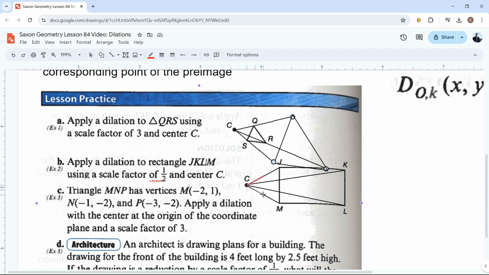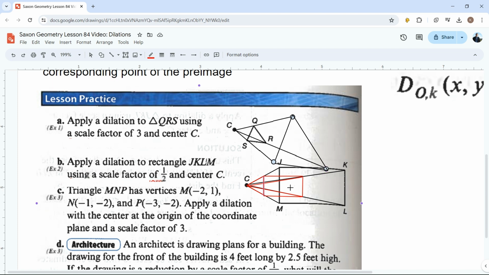So here's 1, 2, 3, and we have to do half the way to K. Okay, this one's a little imperfect because I'm not really covering the line, but I'm doing my best. And then this one we're going to go halfway to L. Okay, now when I connect all of these endpoints, I should have a perfect rectangle that's exactly scaled to be half the size of the original. And that is my image of my original rectangle.